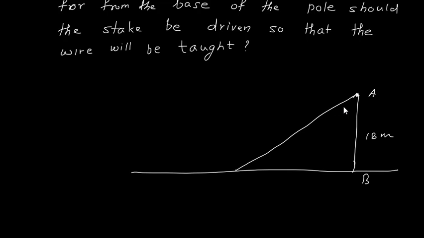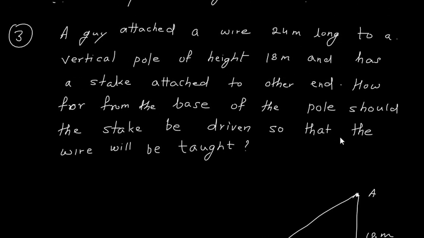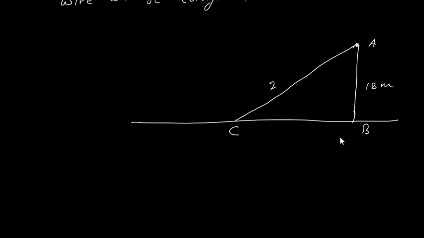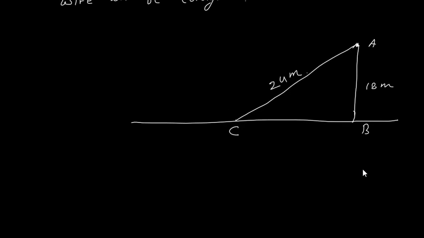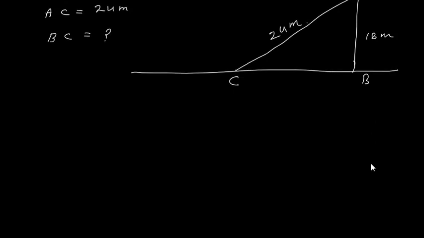So suppose I move that stack till point C so that this wire becomes taut. Now as this wire becomes taut, I will get a right angle triangle ABC in which the length of wire is 24 meter and I have to find this BC. How far from the base of the pole should the stack be driven? So this length BC I need to find out. Here AB is given 18 meter, AC is given 24 meter, and we have to find the value of BC. Again angle B is 90 degree.